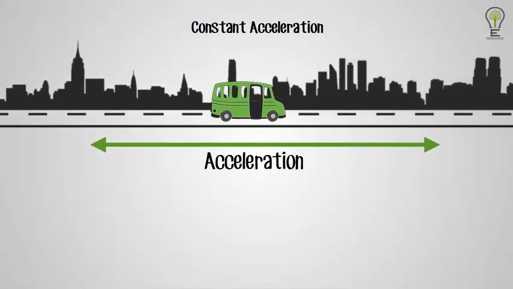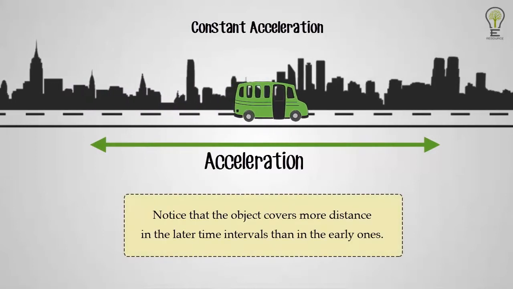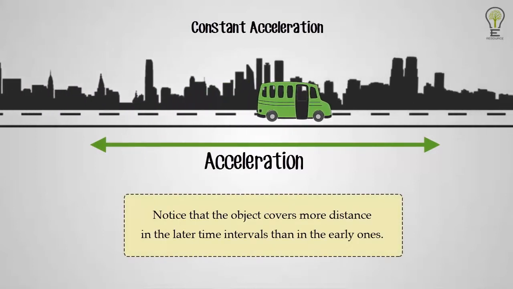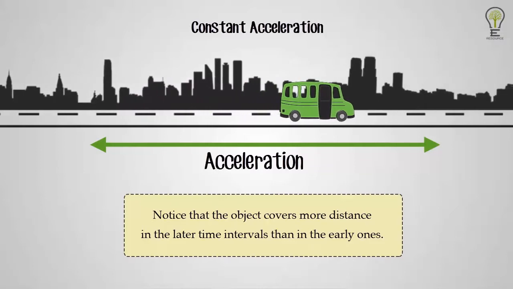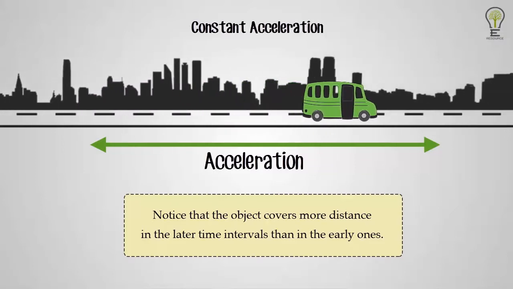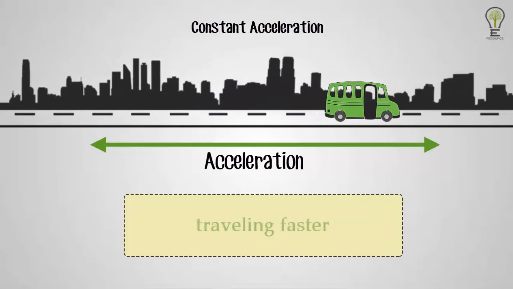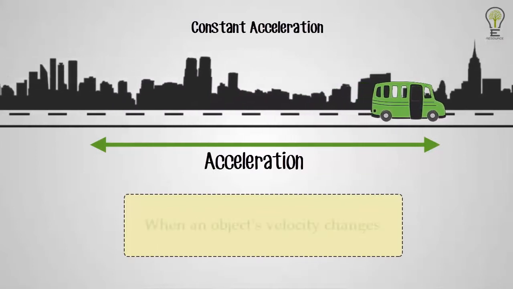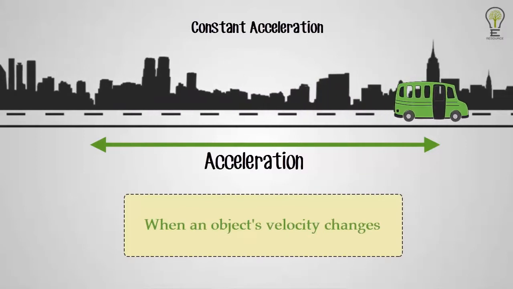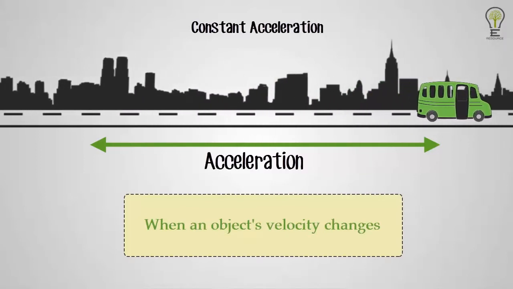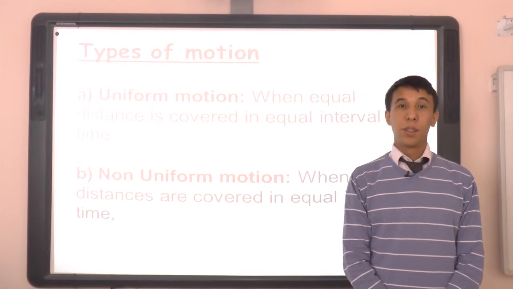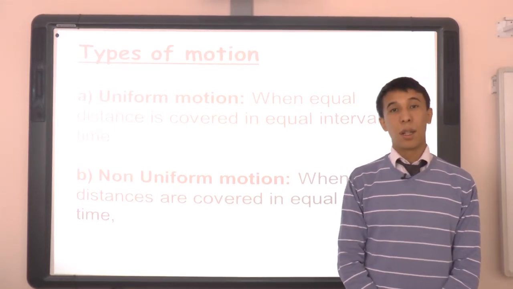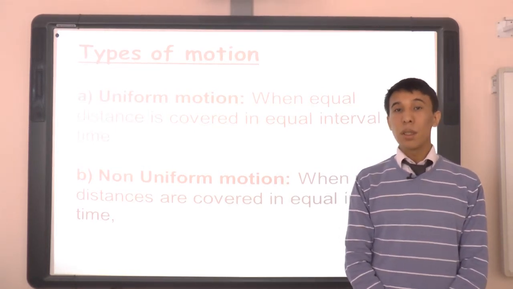It means it has acceleration. And notice that the object covers more distance in later time intervals than in early ones. Okay, so as we said, the car is traveling faster than before, when the object's velocity changes.